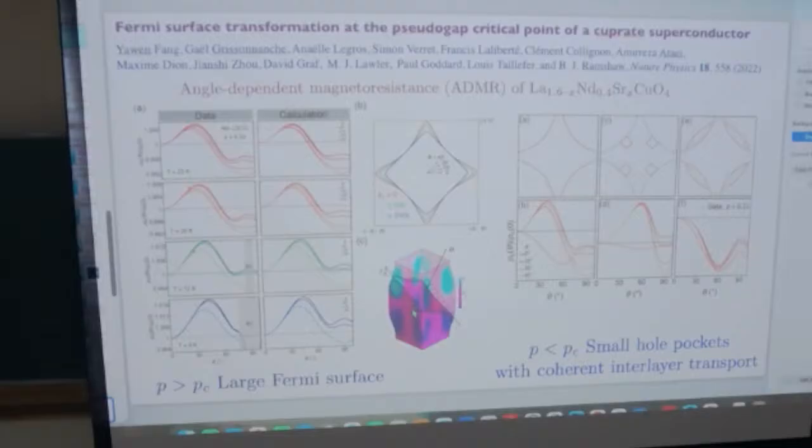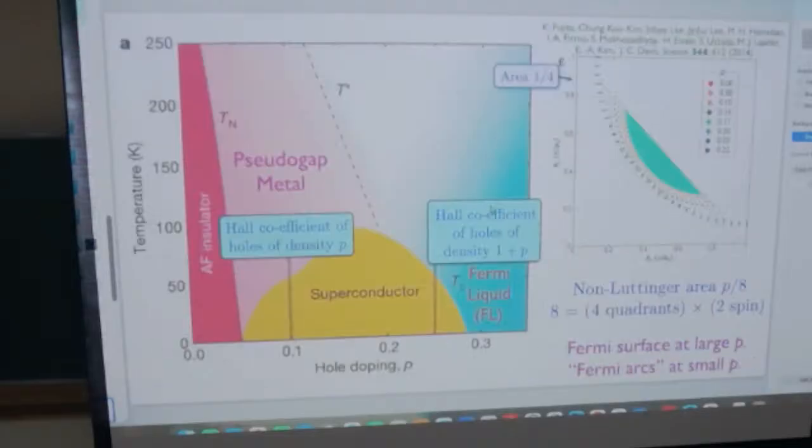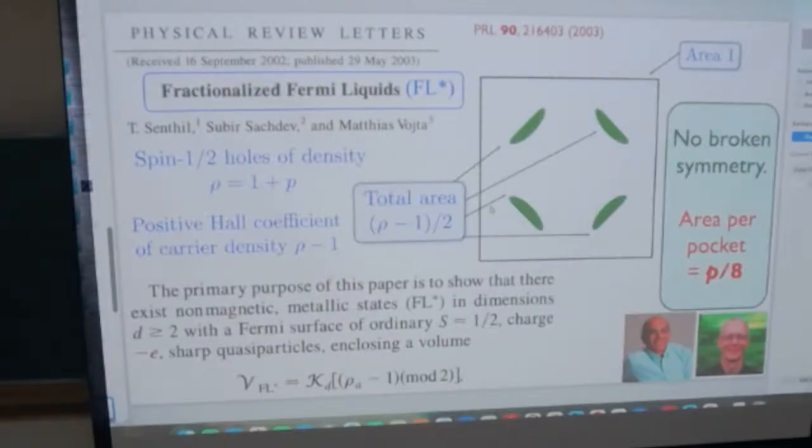Okay, I know I'm getting a bit technical, so now let me tell you about this FL star. What is this state? This was proposed in 2003 with Senthil, who we all know, and my then postdoc, Matthias Vojta. There's a very deep theorem in solid-state physics called the Luttinger theorem, which says that the area enclosed by the Fermi surface is just the total density mod 2.